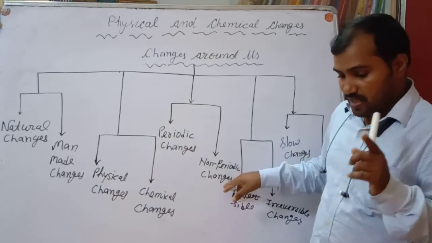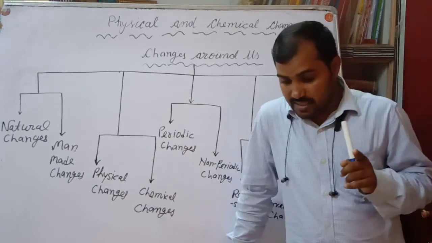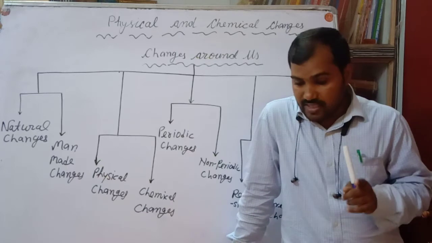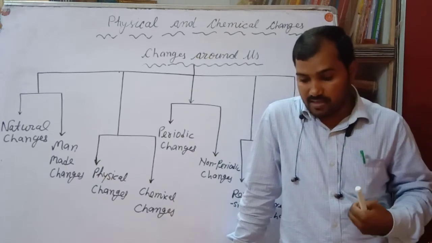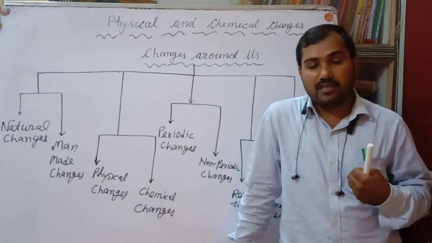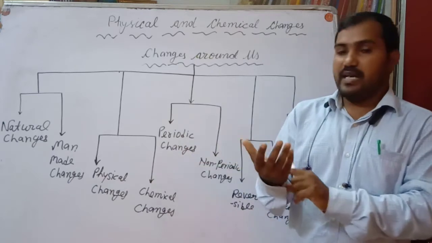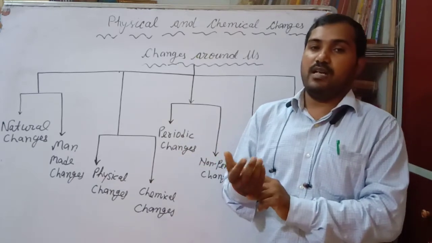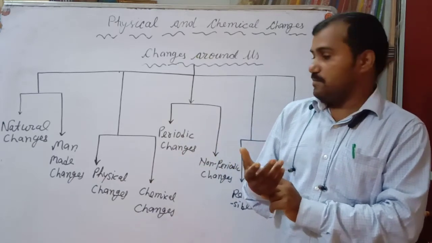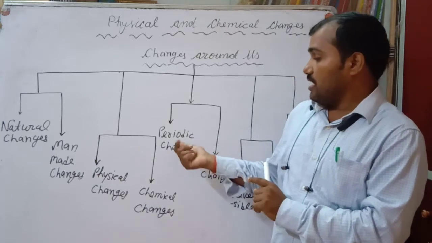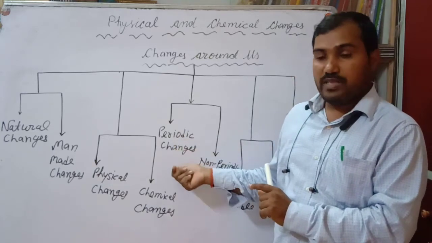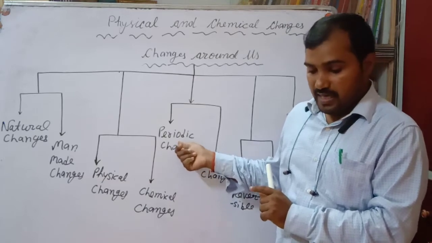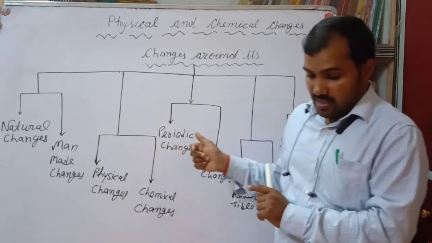Any confusion? Now, in case of periodic changes, we can say that change of season and heartbeat are periodic changes that take place at a certain interval of time. Similarly, conversion of day to night, night to day, periodic changes. Okay, my dear? Now, come here.